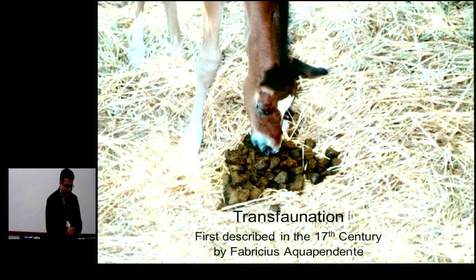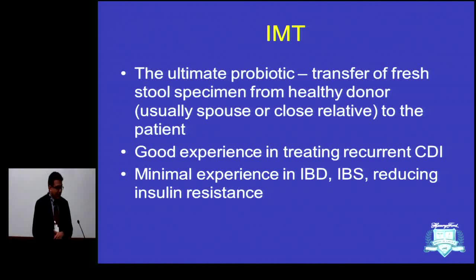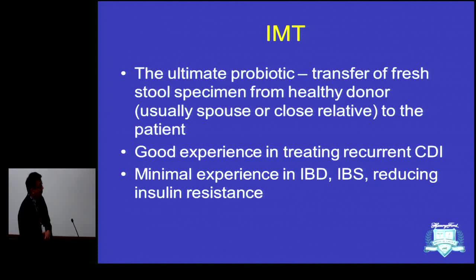So you can call intestinal microbiota transplant the ultimate probiotic, because it's a transfer of fresh stool specimen from a healthy donor, typically a close relative or spouse, to the patient. And there is excellent experience in treating recurrent C. diff infection. But there is limited experience in treating severely ill C. diff infection and people with primary C. diff infection who are very refractory. And we're going to show Henry Ford data where we have done some better things compared to the world's literature. And there is a minimal experience of successful treatment for inflammatory bowel disease, irritable bowel syndrome, reducing insulin resistance.